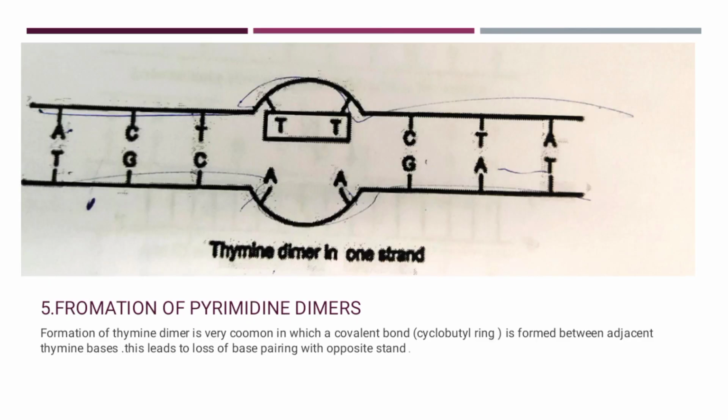Fifth one, formation of pyrimidine dimers, also called thymine dimers. The formation of thymine dimers is very common, in which a covalent bond, that is the cyclobutyl ring, is formed between adjacent thymine bases, and this leads to loss of base pairing with the opposite strand. A bacterium may have thousands of dimers immediately after exposure to ultraviolet radiation.